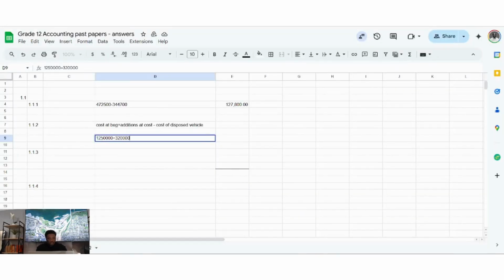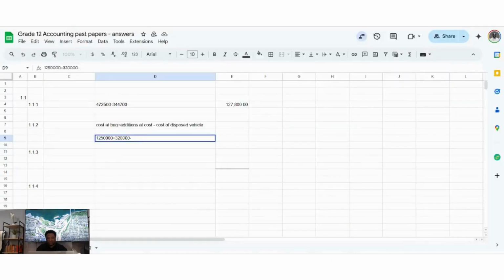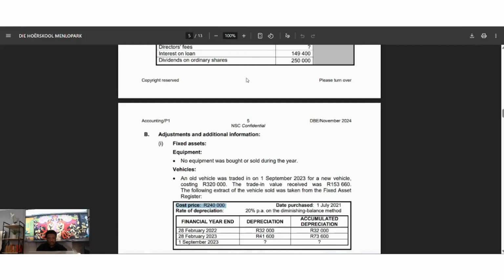So we're going to add 320,000 there, and then we would subtract the cost of the vehicle that was disposed. If you read well, you would see that in the asset register, this is the cost price of the disposed vehicle. We'll subtract that, and that will give us the cost of the vehicles at the end of the financial year, and that works out to 1,330,000. All right, cool. Hopefully that makes sense. Now let's move on to the next question.